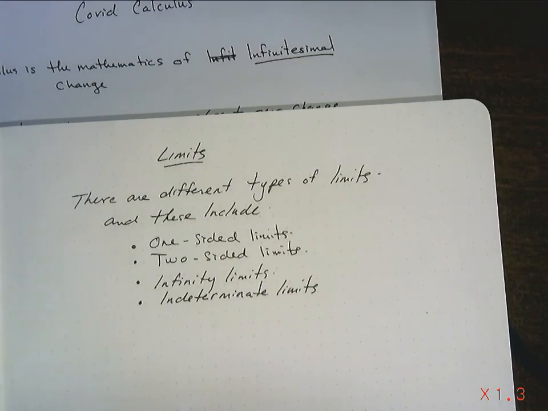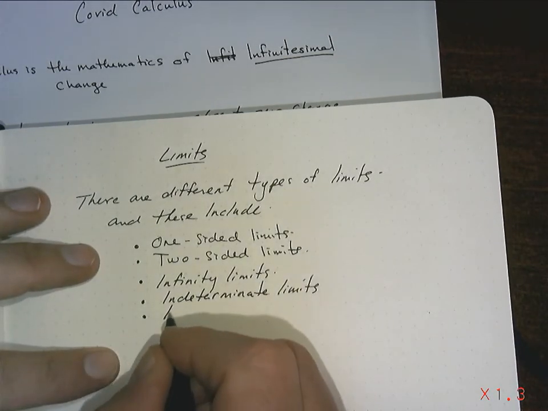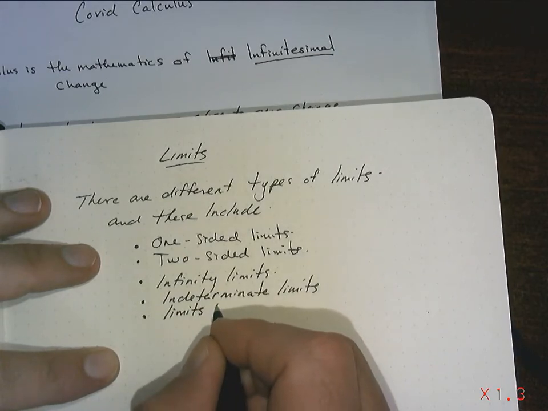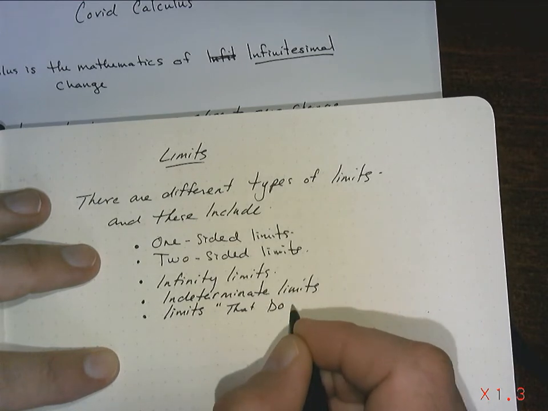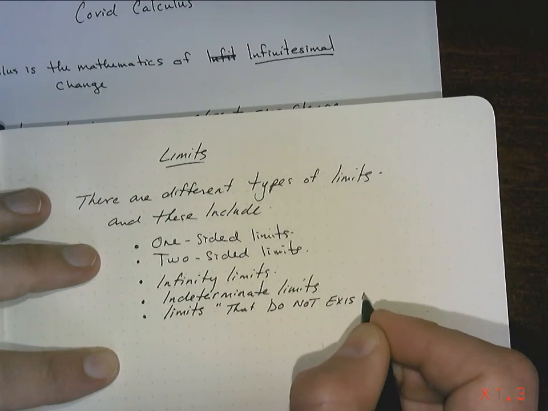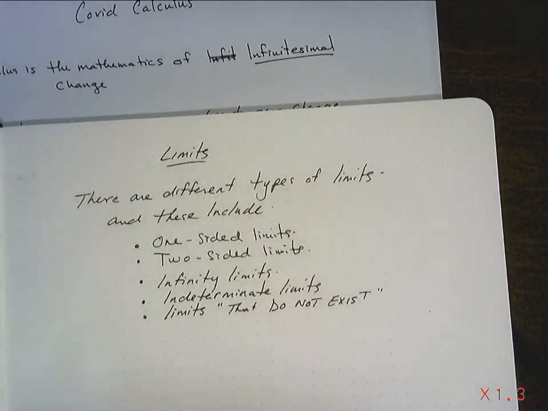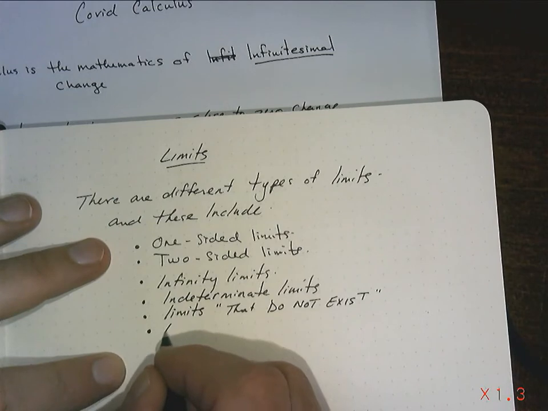So this is indeterminate limits, and we're going to have limits, and we're going to say that they do not exist. I'm putting this in brackets because how can I have a limit that does not exist? It doesn't exist. But we're going to do limits that show that they don't exist, and we're going to have to talk about that. And included in this will be limits that go to infinity.